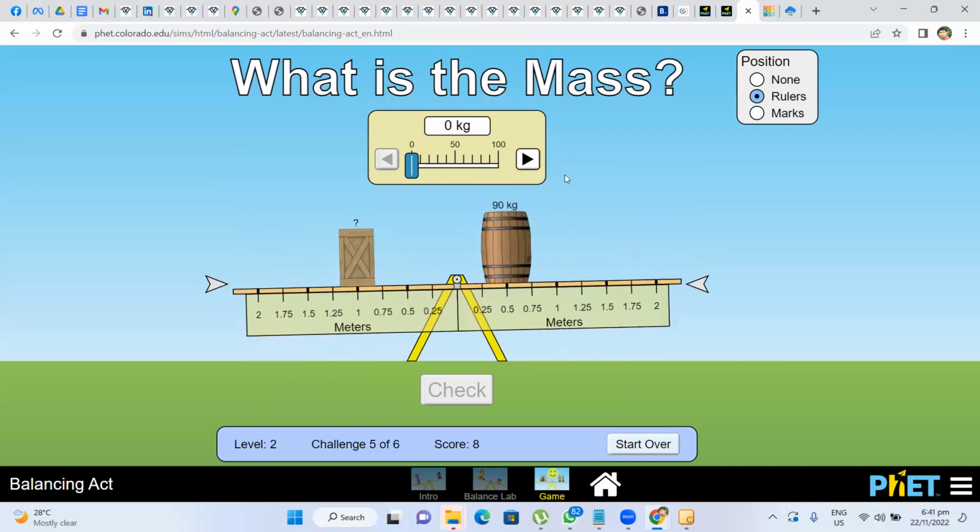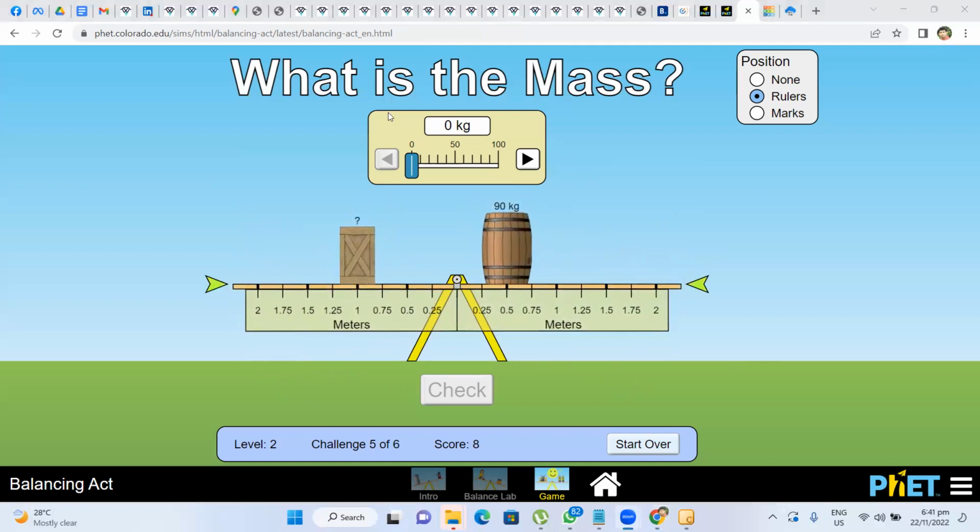So this balanced, this balance. Now this balance means when you are writing the mathematical equation, you have to say something. Okay, box multiplied by 1, or you can say 1 multiplied by box, anything, is equal to the other side: 0.5 multiplied by 90. So what is 0.5 multiplied by 90?